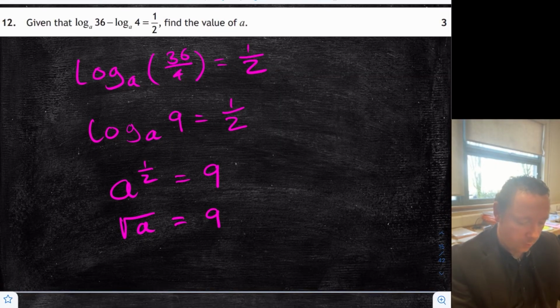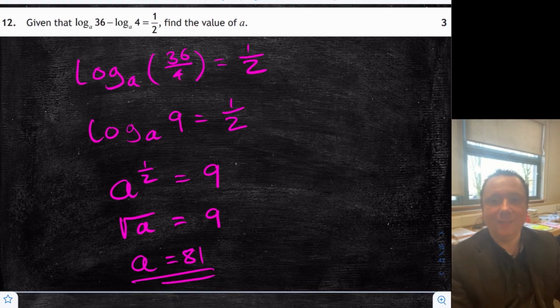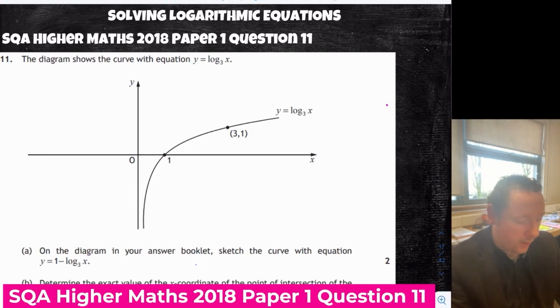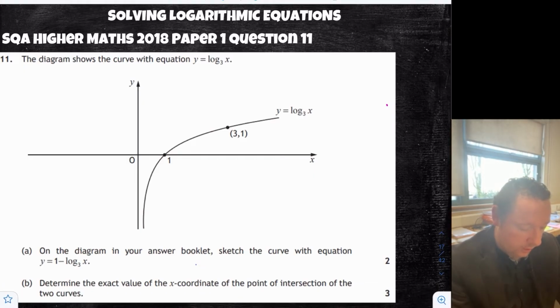So if I square both sides, a equals 81. And we're done there. Solving logarithmic equations, SQA Higher Maths 2018, paper 1, question 11. Diagram shows log 3x. On the diagram in the answer book, sketch the curve with equation 1 minus log 3x, and then find the point of intersection between the curves, which will be solved with logarithmic equations.